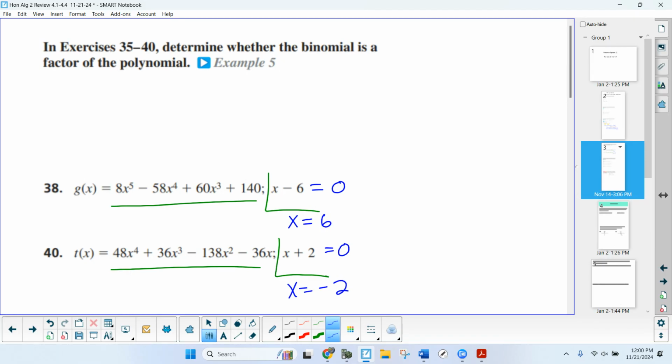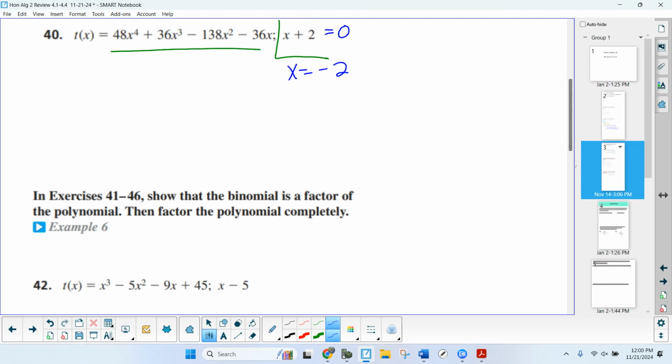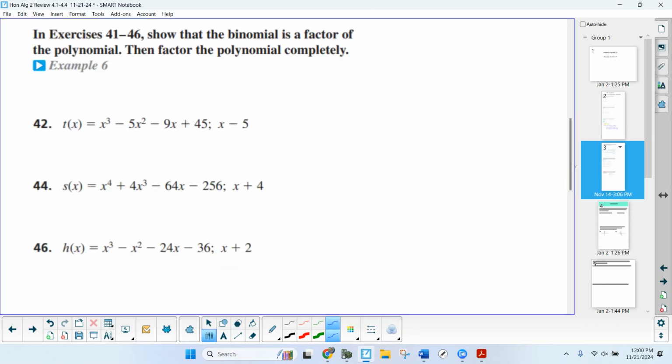Are you guys good with 38 and 40? And was 42? No, 42 was a factor. So these three, not the last three? Sorry, these ones were a factor. Did I give you 46? Did I give you 42? Okay, so these three were show that it is a factor and then factor completely.